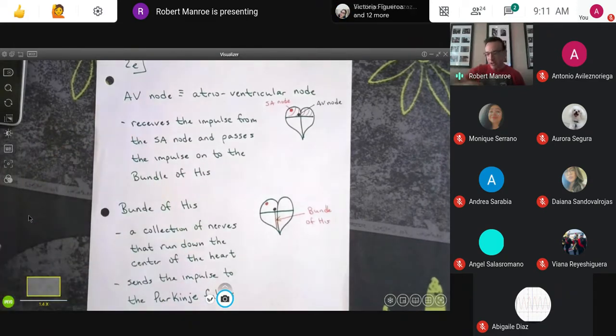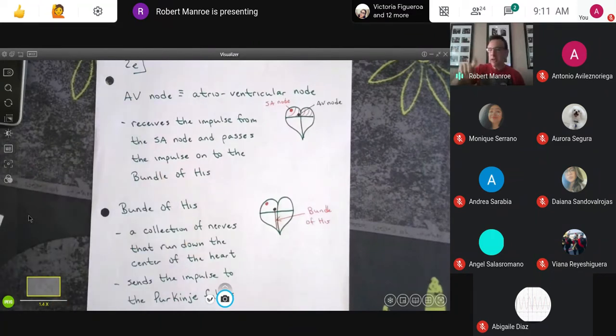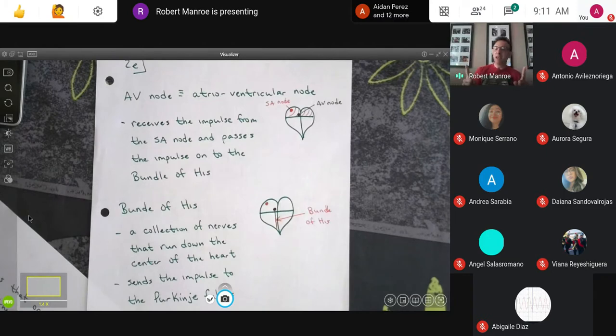This impulse now fires through the AV node to the bundle of His, to the Purkinje fibers at 200 miles an hour. The impulse is only going maybe about this far. So imagine how fast it goes from here to here at 200 miles an hour. I mean, it's not instantaneous, but it's really close.